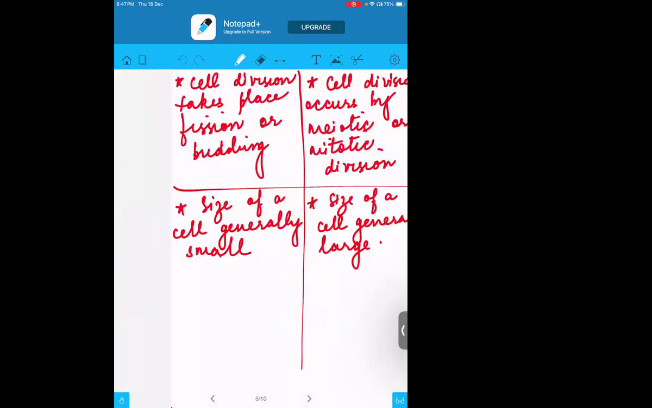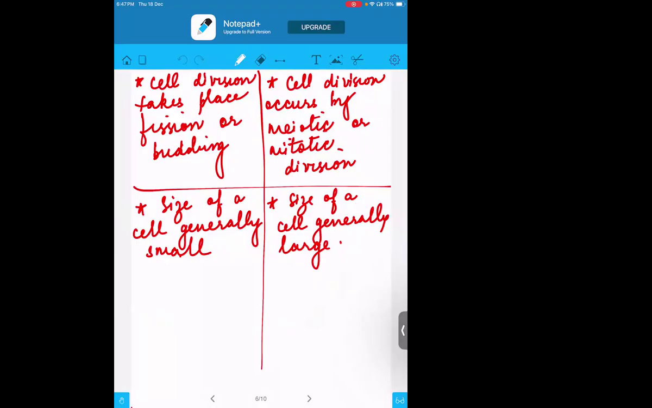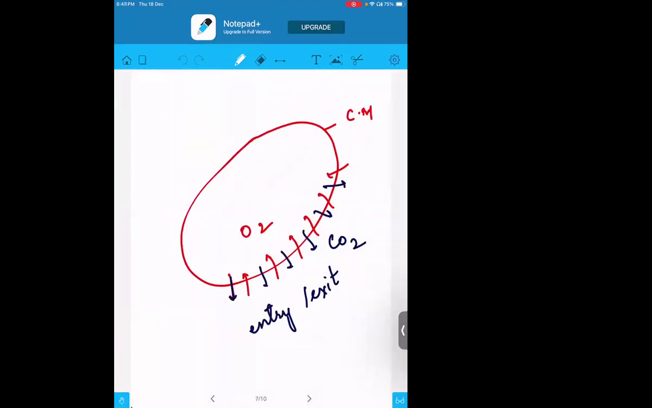In the prokaryotic, cell division will take place by fission or by budding, whereas in the eukaryotic, two divisions will take place, which are the mitotic and the meiotic division. And in the prokaryotic, the size will be small, and in the eukaryotic, the size will be large.